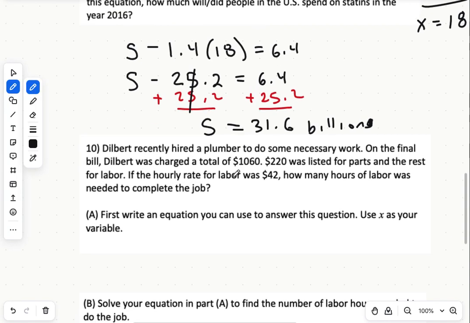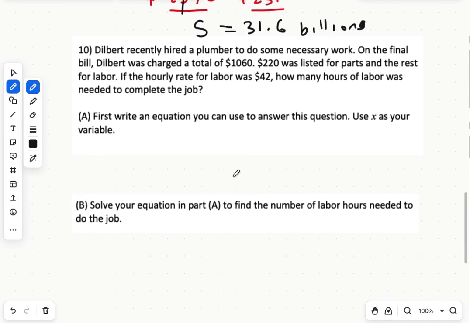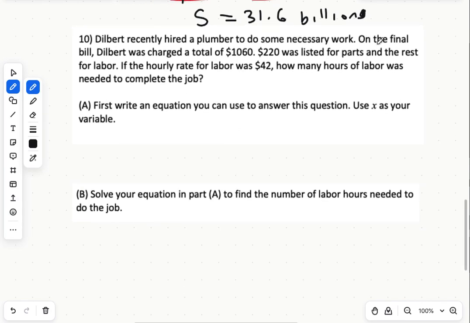And then this last one, we have Dilbert recently hired a plumber to do some necessary work on a final bill. Dilbert was charged a total of $1,060. $220 was listed for parts and the rest was labor. If the hourly rate for the labor was $42, how many hours of labor was needed to complete the job? Okay, so first we're supposed to write the equation, and then after that we're going to figure out the number of hours.